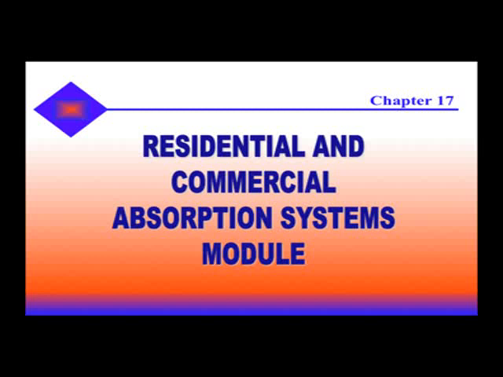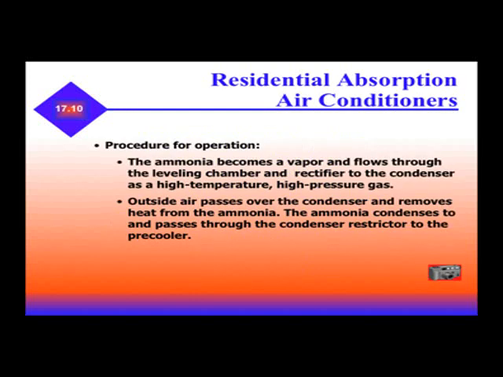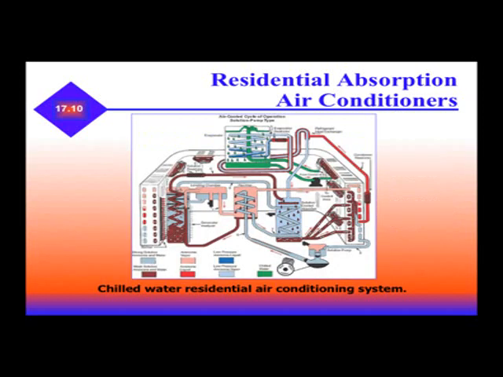In this section, we're going to continue our conversation regarding Chapter 17 in residential and commercial absorption systems. Remember, with residential absorption system air conditioners, the ammonia becomes a vapor, flows through the leveling chamber and rectifier to the condenser as a high temperature, high pressure gas. The outside air passes over the condenser and removes the heat from the ammonia. The ammonia condenses and passes through the condenser restrictor back to the pre-cooler.